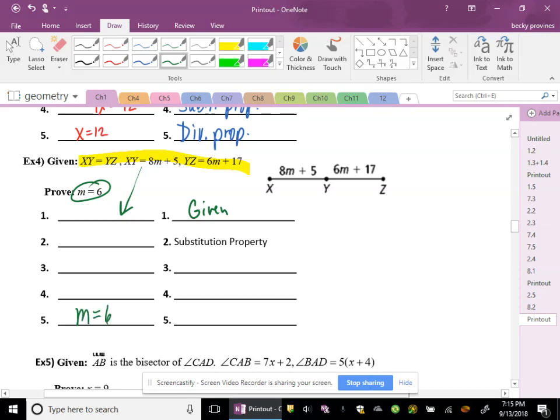This is your goal. Even without really knowing anything, you have 3 steps done, and you only have 1, 2, 3, 4. You have 6 more to do. Very doable. Okay, so what do we know? We know XY is equal to YZ. I know this from my given information, so I'm going to plug it into the picture. And they already plugged the values in, which is super nice. You know XY is 8m plus 5. You know ZY here is 6m plus 17. Okay.